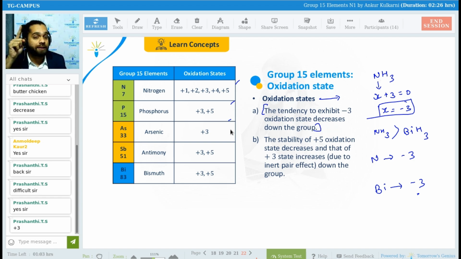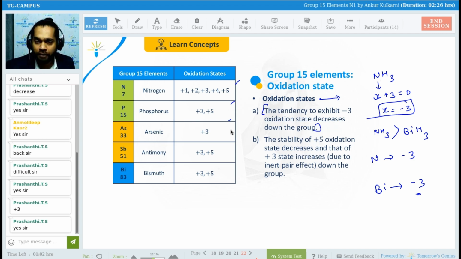So obviously bismuth -3 will be less stable than nitrogen -3. Are you getting it? These questions are common. Because the size is increasing, it becomes difficult to add the electrons. As the size increases, it becomes easy to give away the electron, but difficult to add the electron. Hence, bismuth -3 is less stable than nitrogen -3. Is it clear, Prashanti, Sarjana? Come on, give me yes or no. Sinduja and Kevin, is it clear? Okay.